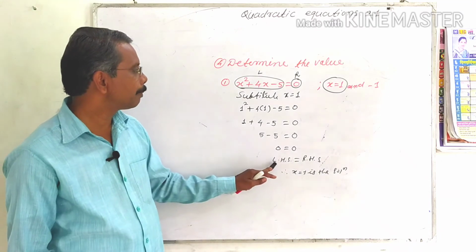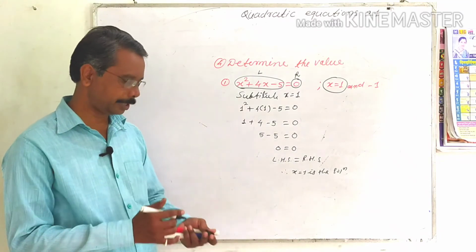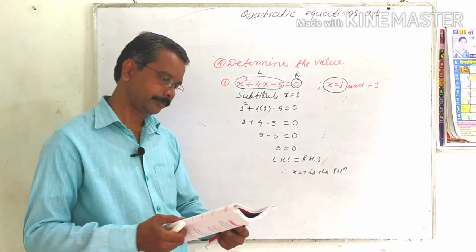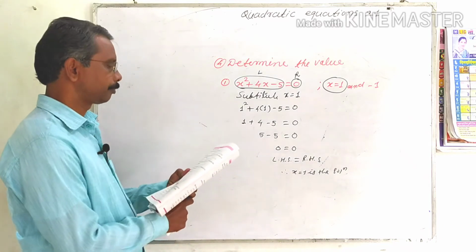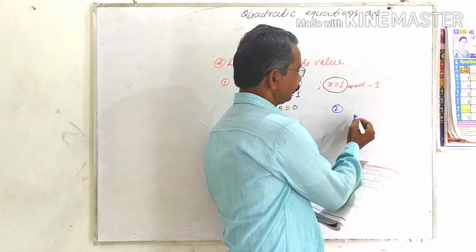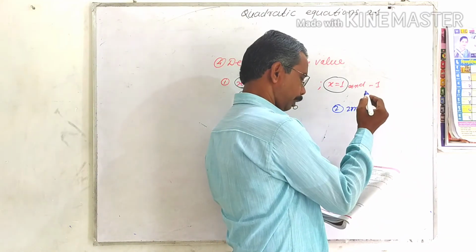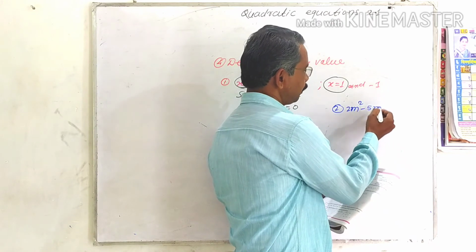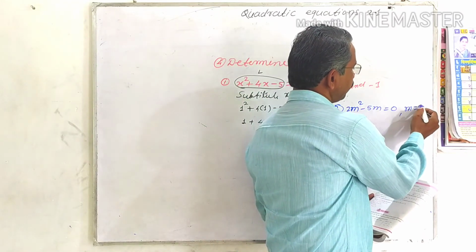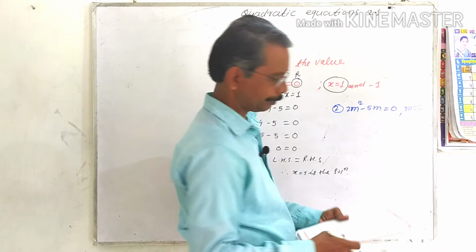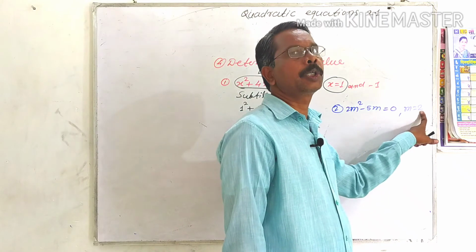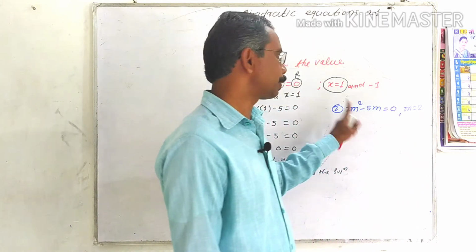The condition is left hand side equal to right hand side. Look at another example. Now, 2m square minus 5m equal to 0 and m equal to 2. We have to determine whether m equal to 2 is or is not the solution of this equation.